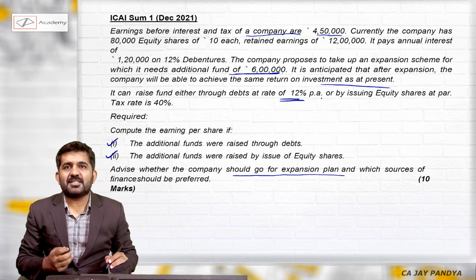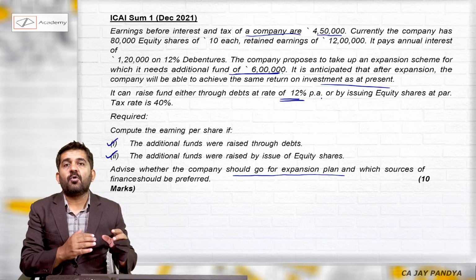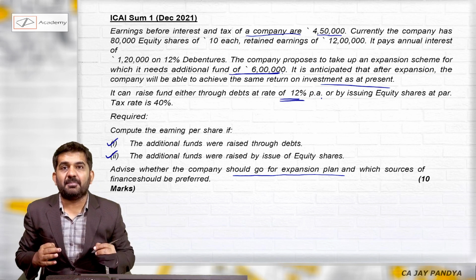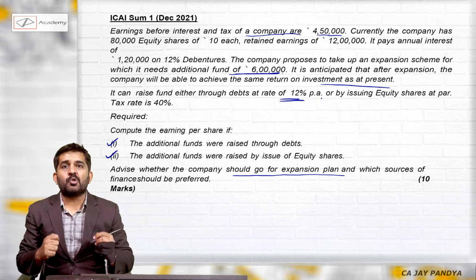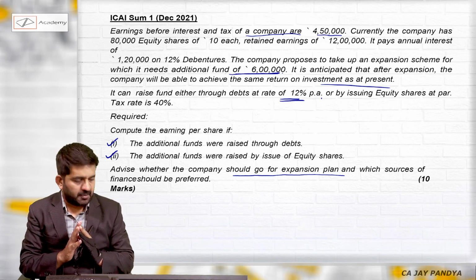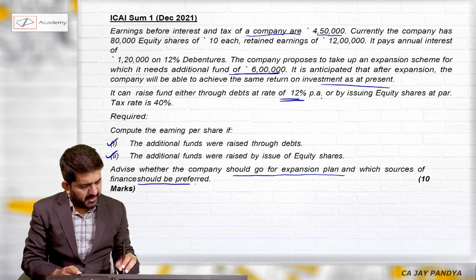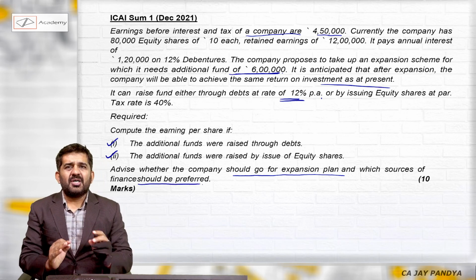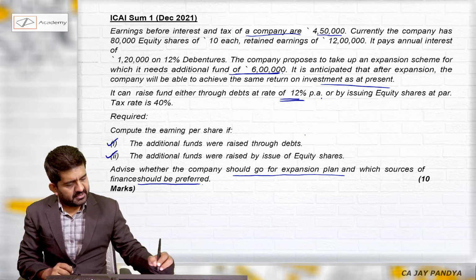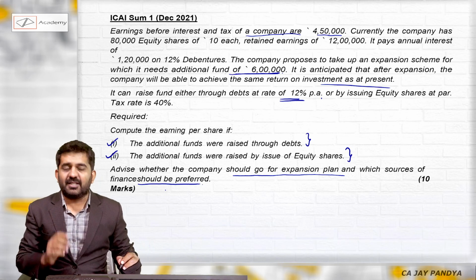So please understand, if I want to suggest to the company whether it should go for the expansion plan or not, I will have to also find out the current EPS. And if my proposed EPS is not higher, I will advise the company not to go for the expansion plan, and which source of finance should be preferred. So I will be finding out EPS under the current scenario, EPS under option number 1, and EPS under option number 2, and I'll be getting the answer.